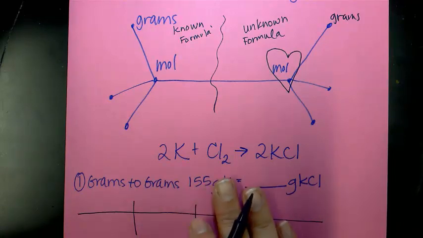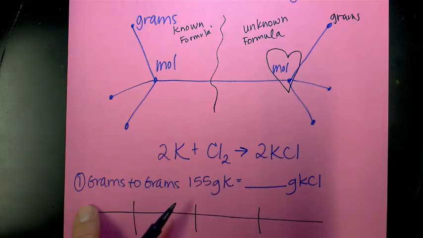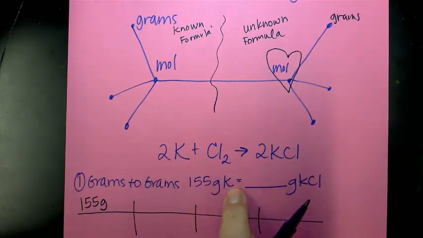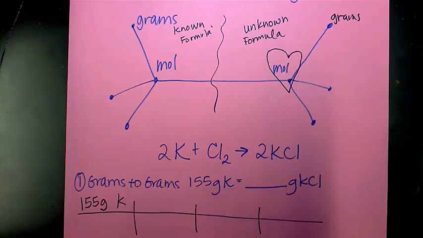So from right now, all we're going to do is follow the exact same rules that we follow every time we do grams to moles. The first step is to put your known amount in your top left-hand box, which means right here we're going to put 155 grams of potassium. You're going to need to make sure that you use the grams of potassium. And just for a short reminder, this is your number, this is your unit, and this is your formula.